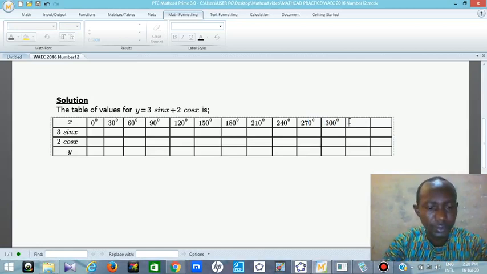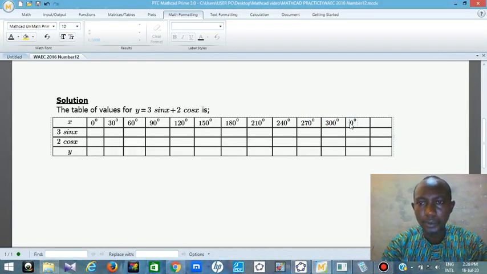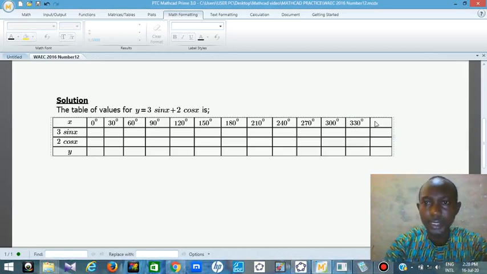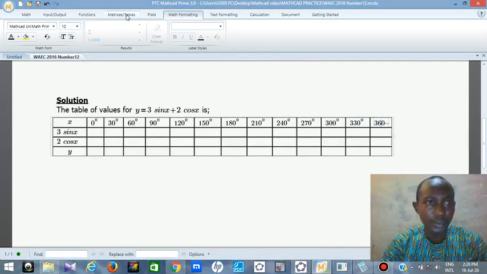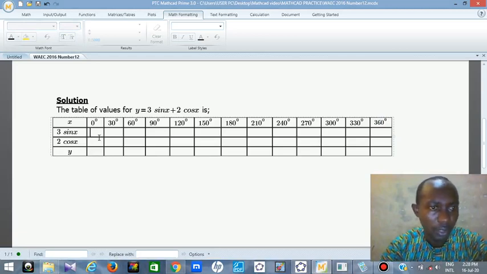Then you move to 330. Then finally 360. So when you have done this one now, then the next thing is you need to get this value. Now you need to get the values in this place and in this place, so you can use your calculator and make your work very fast.